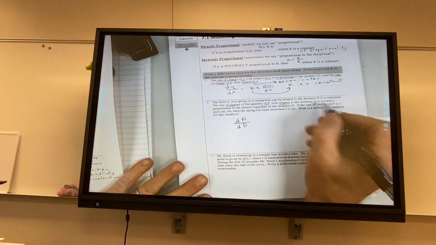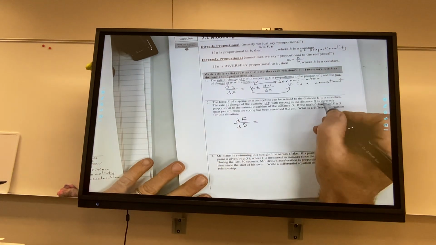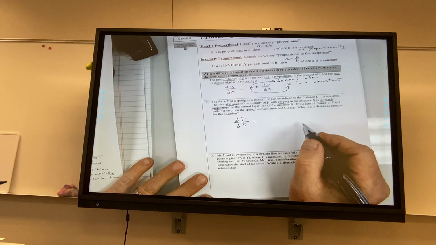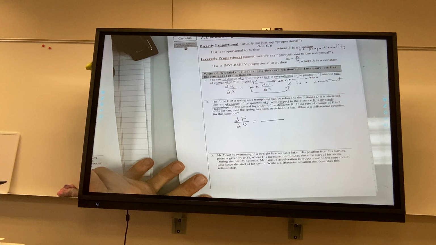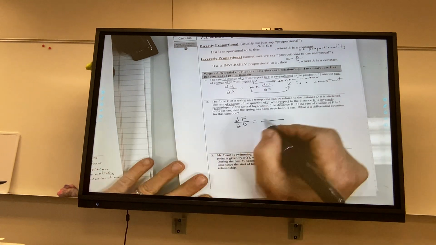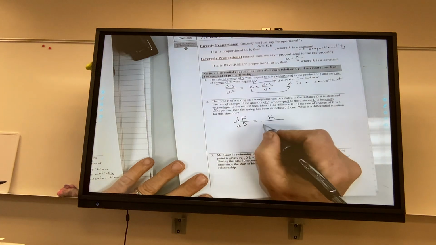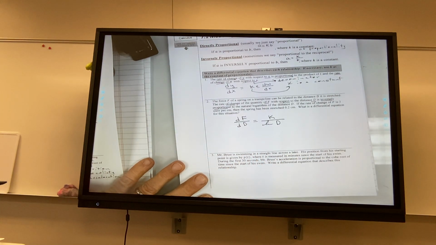Now, equals. Okay, Walker, inversely proportional. The division one. What's on top? Is it K? It's K. Okay. And then on the bottom is the ln of D. Perfect. So we set that up perfectly.